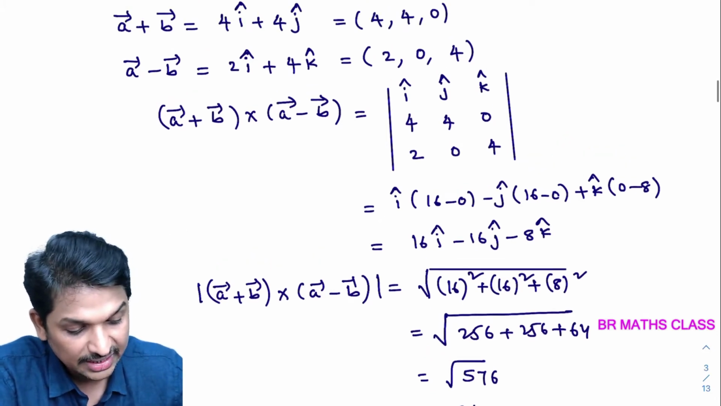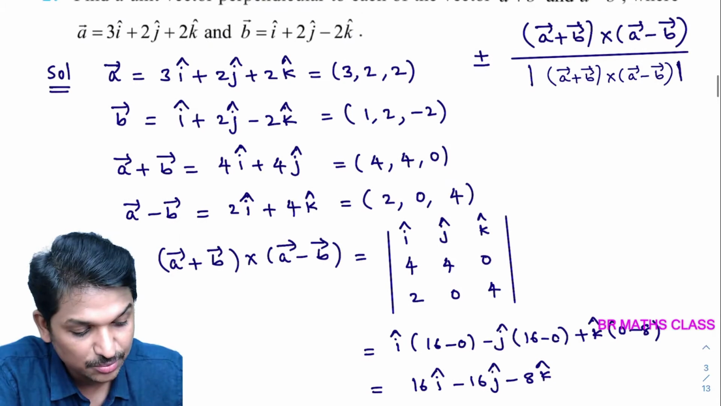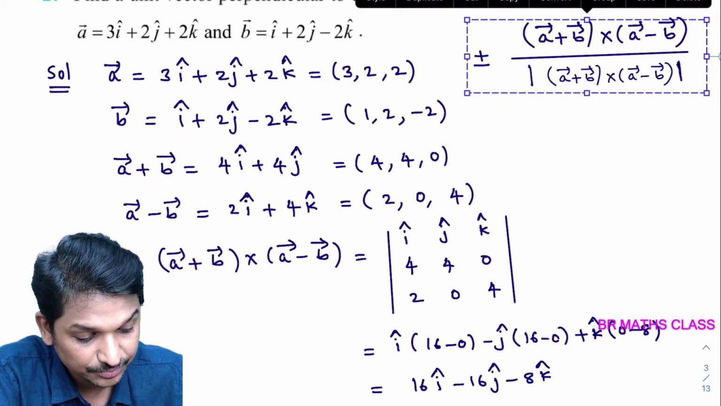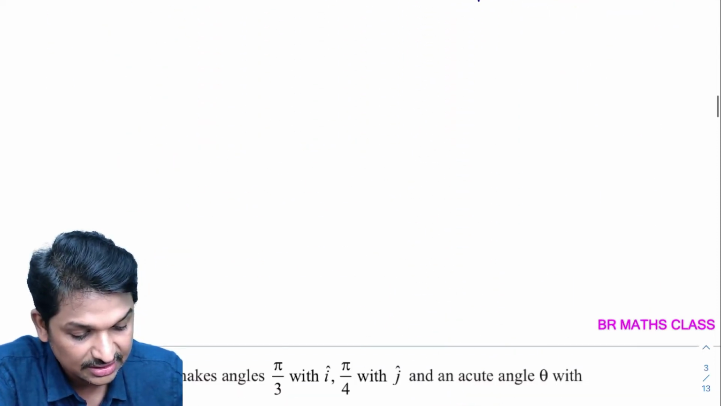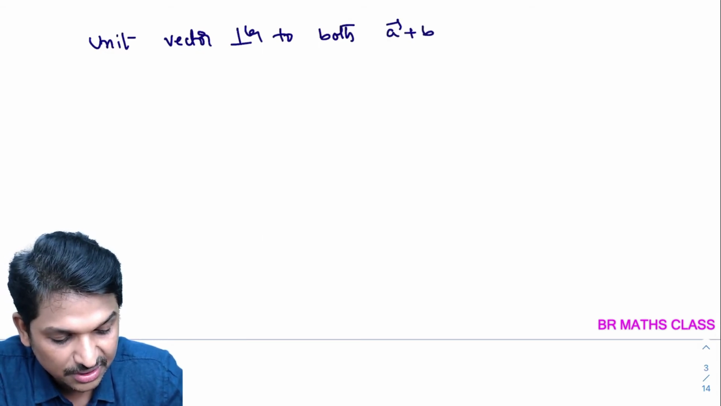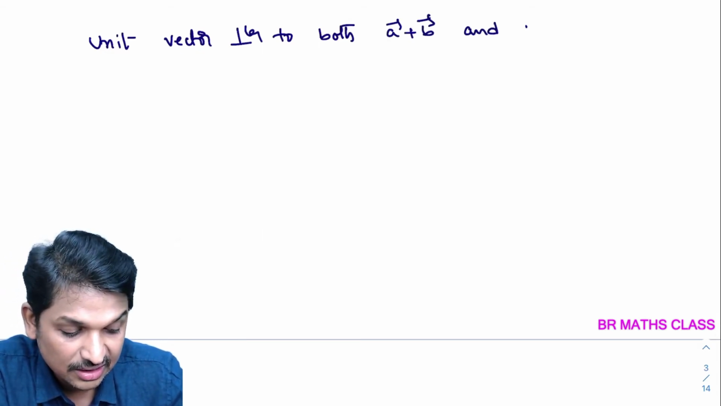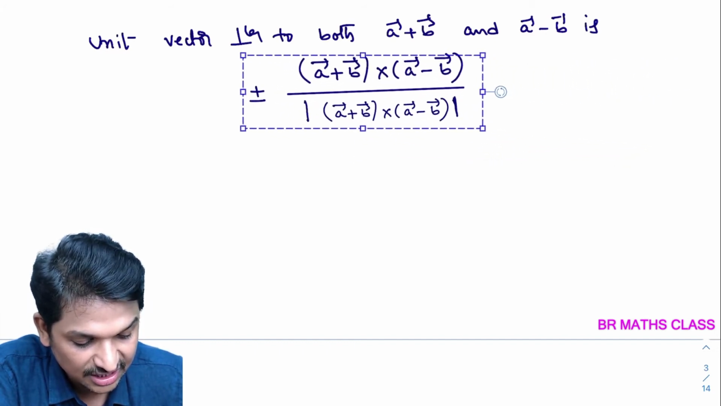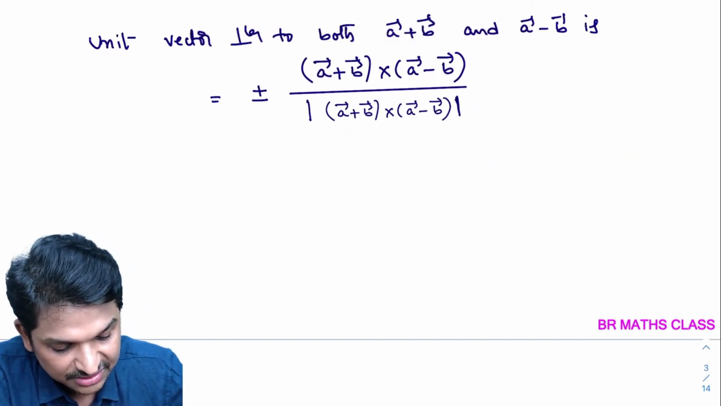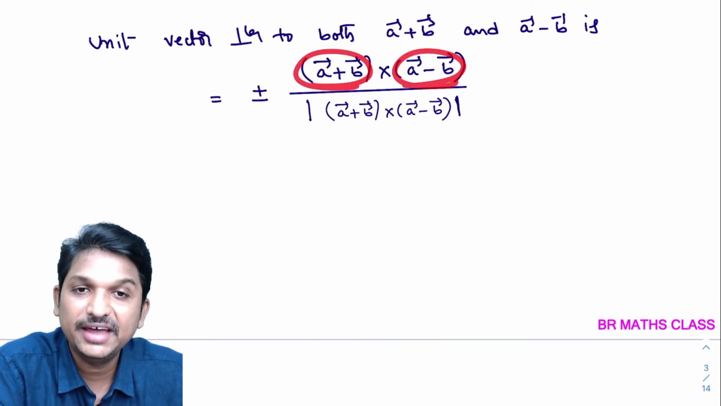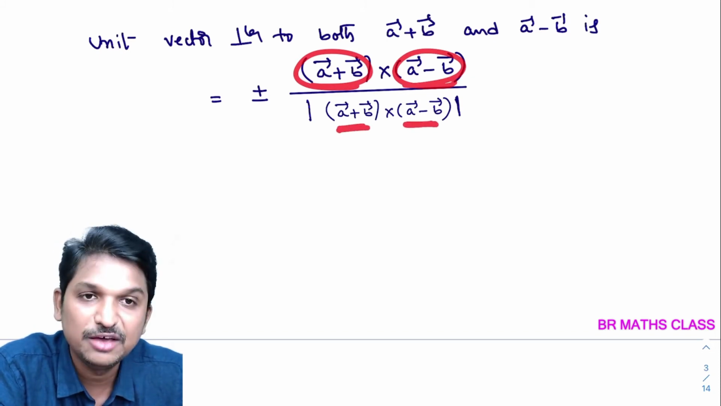Okay, so I got the magnitude of a bar, and the magnitude of this one also I got, right? Finally, I'll write this one. This is the unit vector. I'll write here: unit vector perpendicular to both a bar plus b bar and a bar minus b bar is, yes, what is the formula? This is the formula: plus or minus a bar plus b bar cross a bar minus b bar divided by magnitude of a bar plus b bar cross a bar minus b bar.